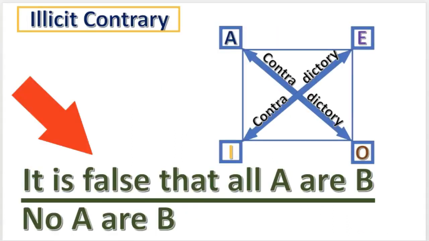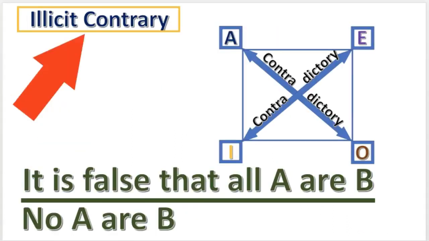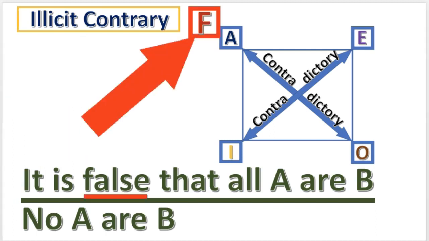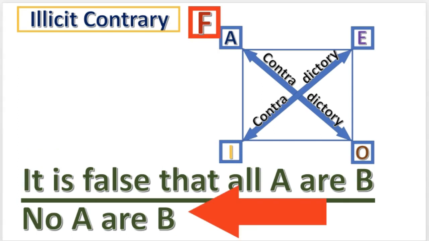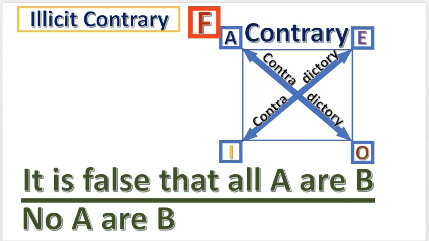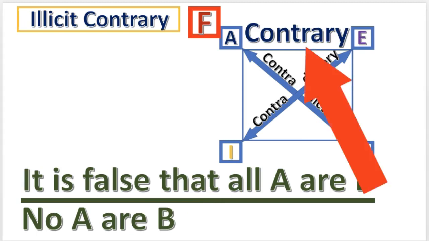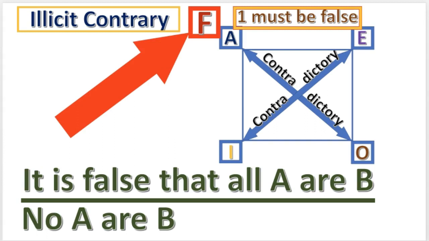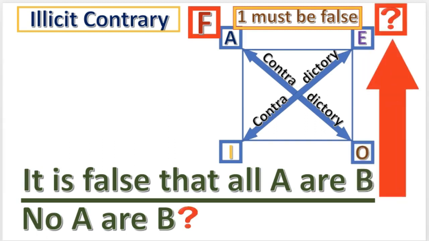Example: this inference commits the illicit contrary fallacy. Notice the premise is an A proposition, which is given as false, and the conclusion is an E proposition, so the relation is the contrary relation. However, the contrary relation says at least one of the A or E propositions must be false, and since A is already given as false, the E is undetermined.